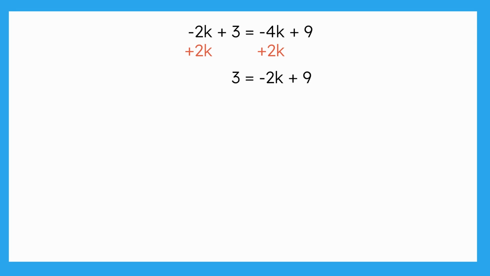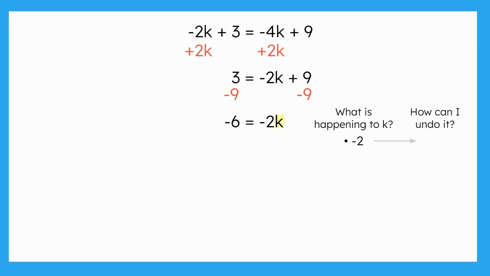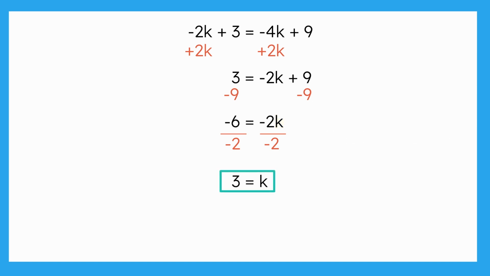What's my next step to solving this equation? I can subtract 9 from both sides to get negative 6 equal to negative 2k. My final step is to get this k by itself. What is happening to the k? We're multiplying by a negative 2, so to undo it, we will divide by negative 2. Yes! Dividing both sides by negative 2 gives us negative 6 divided by negative 2, which results in a positive 3 equal to k.